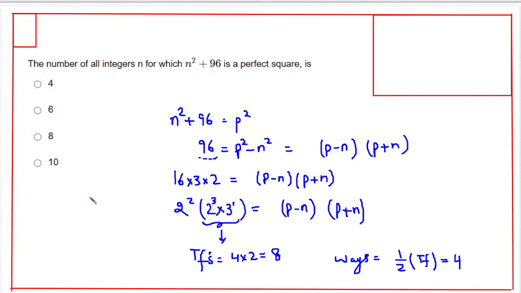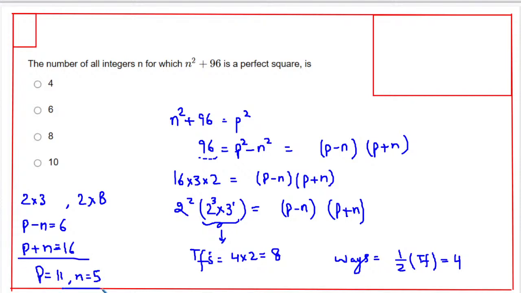Let me show you a quick summary here. Now I have to make 96 out of it. So I can say there is a 6 and there is a 16. This is 16 into 6, 96. In that particular case, p minus n is 6 and p plus n is 16, which will give me p value as 11 and n equals 5. There n is positive. This is quite possible.